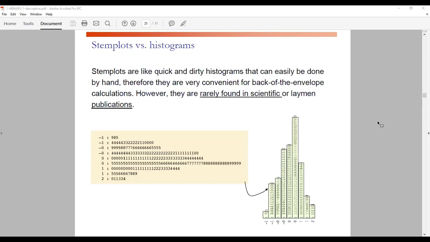Okay, same sort of thing here, different kind of analysis. We're talking about stem and leaf plots. You can see on the left-hand side we have the stems going down, and on the right-hand side are the leaves. If we could stack those up, essentially you become a histogram.